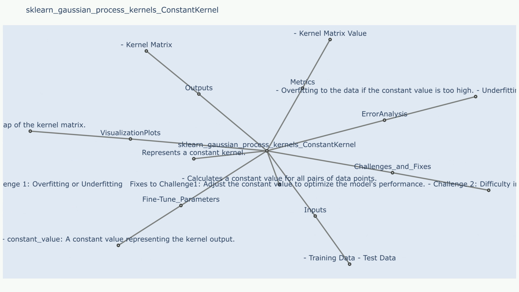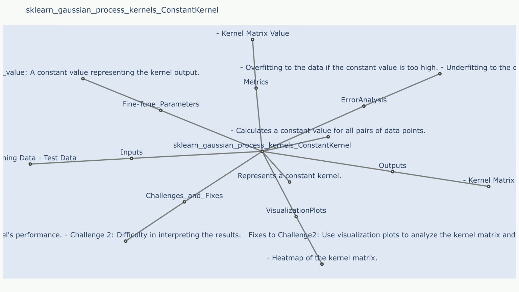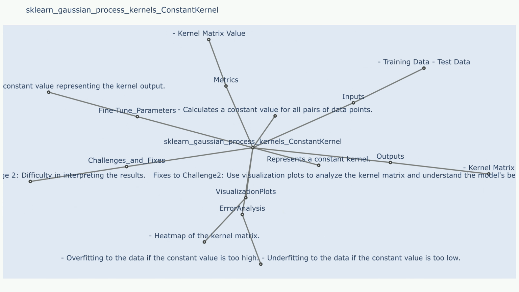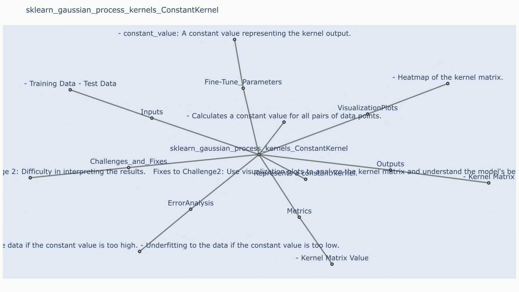Steps: the constant kernel takes the input data X and calculates the similarity between each pair of data points. The kernel matrix K is then calculated using the formula K(i, j) = constant value. R squared measures the proportion of the variance in the target values that is explained by the model. Mean squared error (MSE) measures the average squared difference between the predicted values and the actual values.